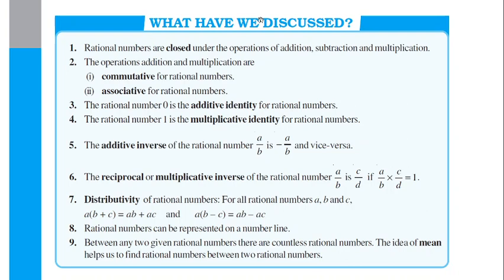First point: rational numbers are closed under the operations of addition, subtraction and multiplication. We have gone through it. This is the important one. Then remember the commutative and associative properties for rational numbers as well. Then the rational number 0 is the additive identity for rational numbers.